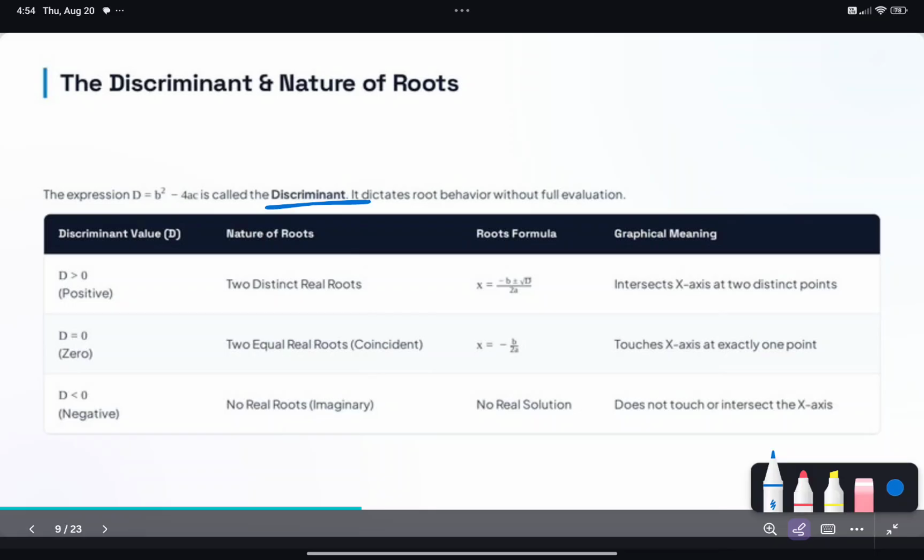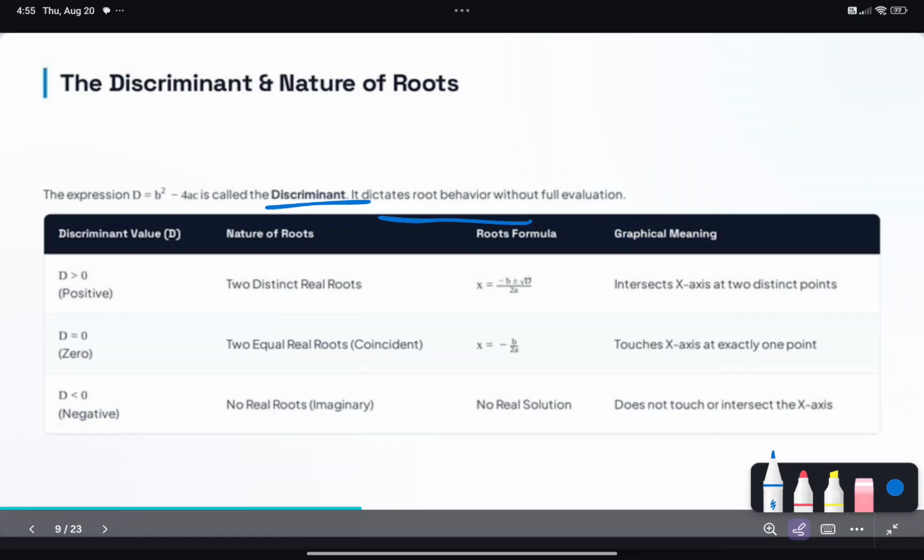Are you listening or not? Sure. One more time, tell. I'll listen carefully. You listen carefully. Here is how it helps: it dictates the roots' behavior without full evaluation. Now tell me, discriminant equal to 0, what type of roots exist? Real roots only. I'm asking about distinct real roots, or equal roots, or not existing. Equal? 100% sure? Equal to 0. Yeah.